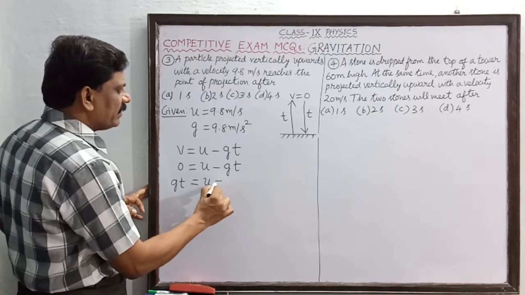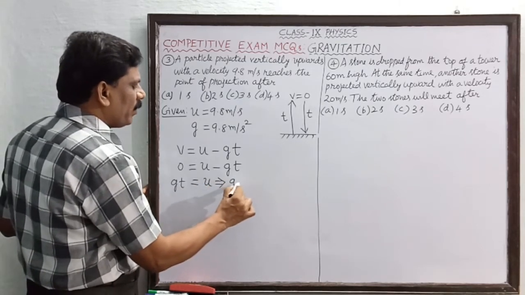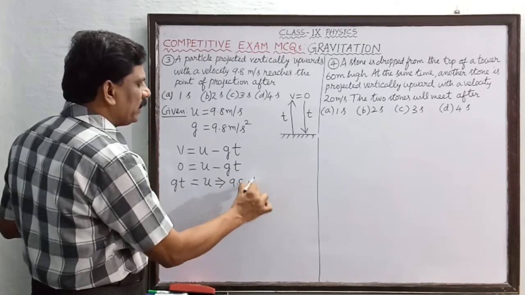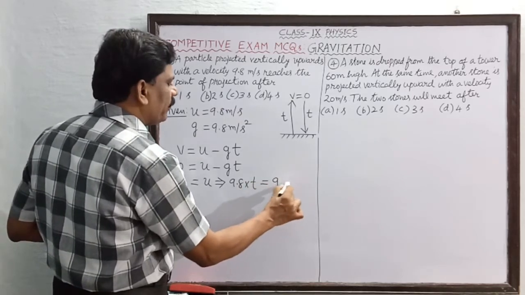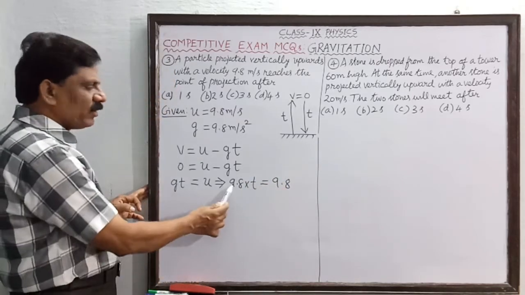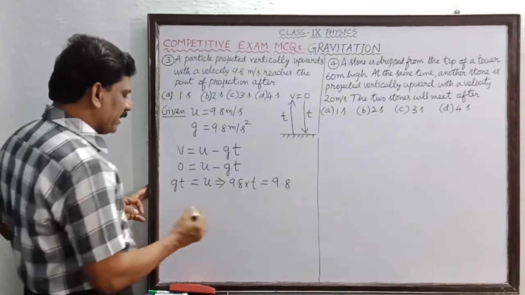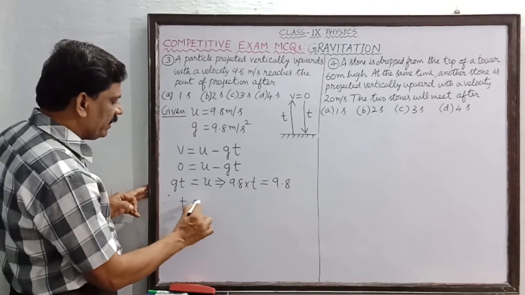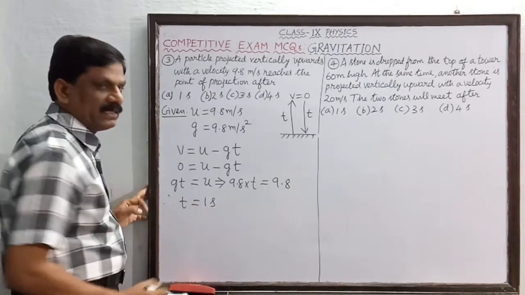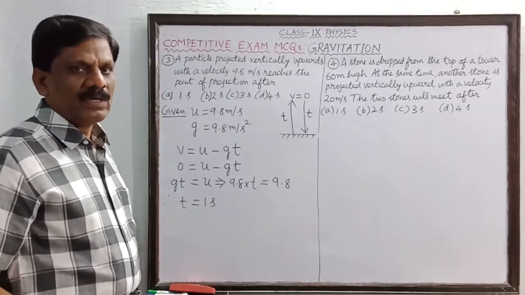Okay students, this implies what? 9.8 into t is equal to 9.8, because g is equal to 9.8, and u is also equal to 9.8. Therefore, what is t equal to? 1 second. T equal to 1 second.